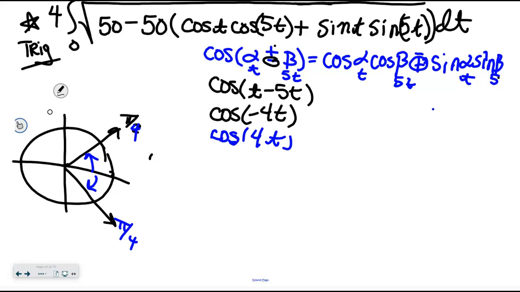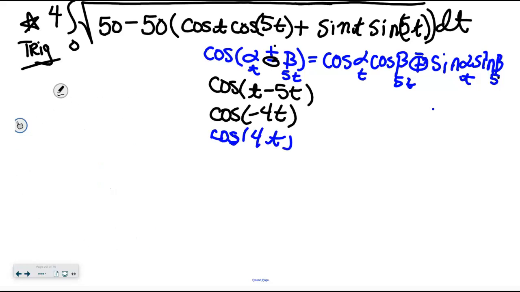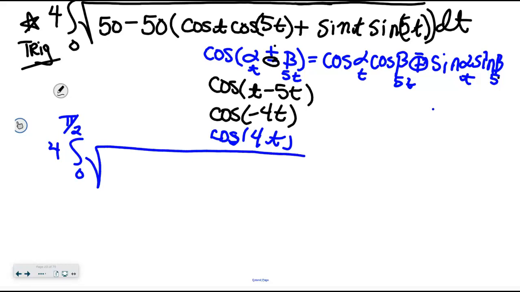All right, so I'm going to go back here. So under that root, here's what I have. First of all, I have the 4 because we're doing 4 of those little polar leaves. We're going to just go a fourth of the way. I now have under my root the 50, which is just fine, right? Minus 50. And then what was all the rest of that stuff? Cosine of what? Okay.